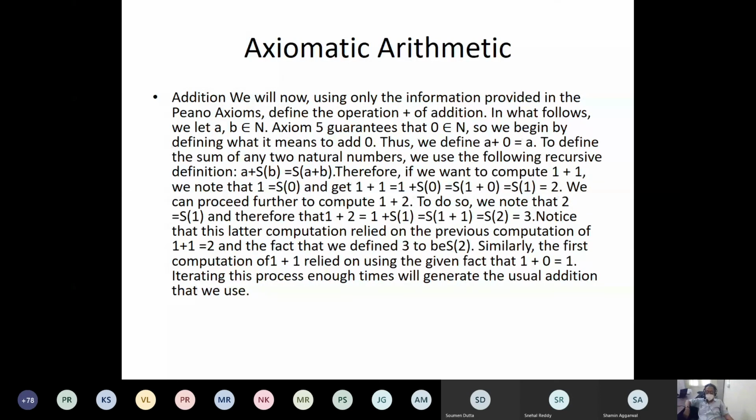Addition. We will now, using only the information provided in the Peano axioms, define the operation plus of addition. In what follows, we let a, b be in n. Axiom 5 guarantees that 0 is in n. So we begin by defining what it means to add 0.